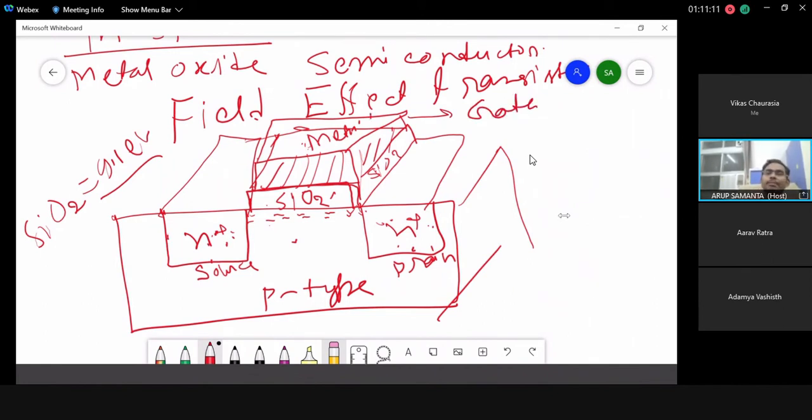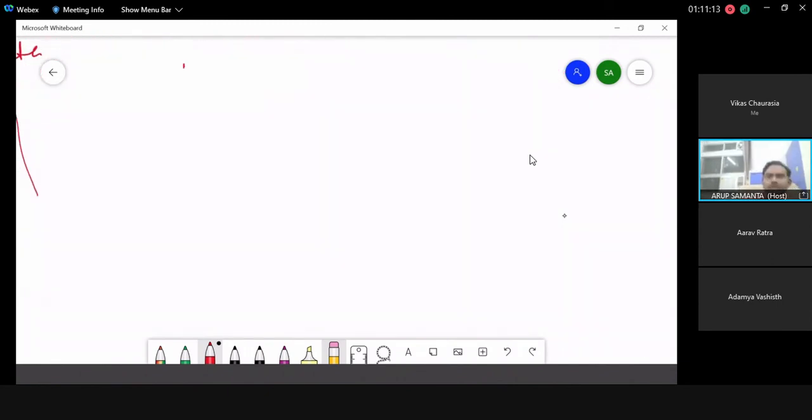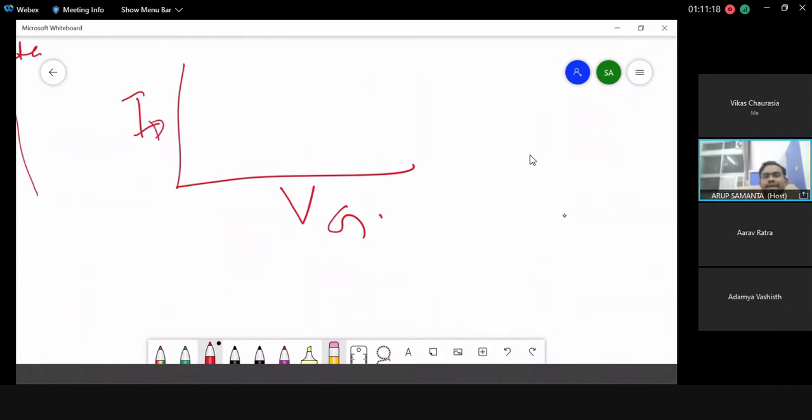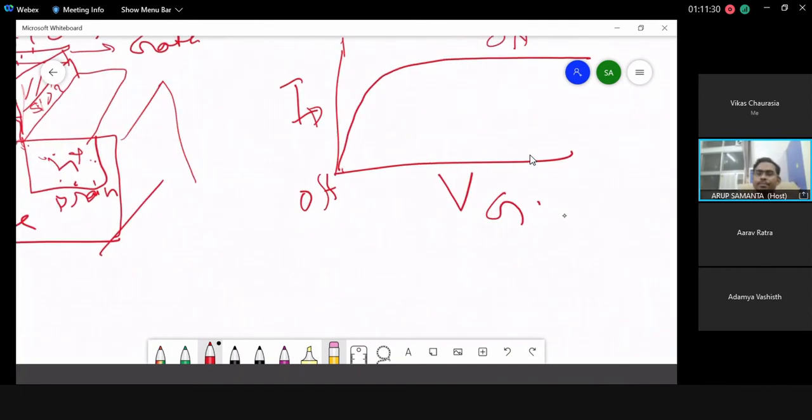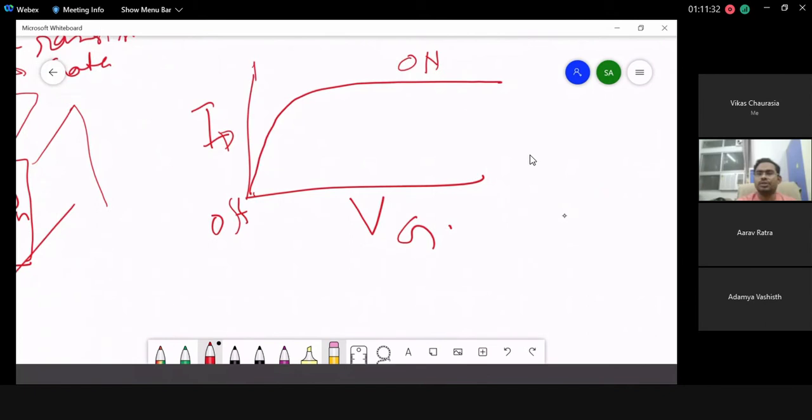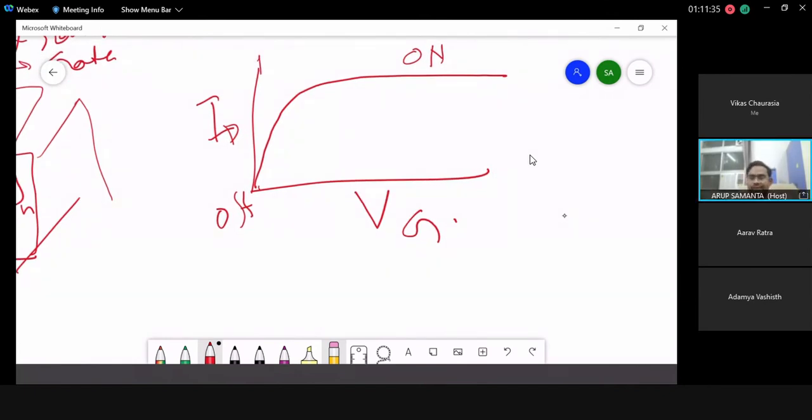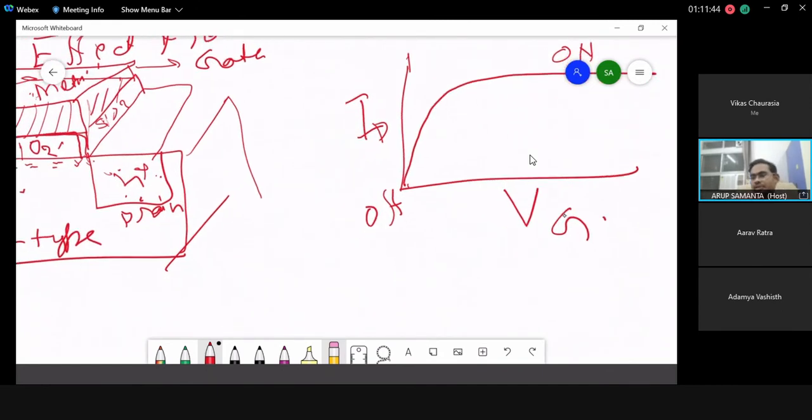So if you apply the bias, you can get the characteristics of the gate bias VG and the drain current. You can see similar types of characteristics, 0 and high current. This is on state, this is off state. And this is a very important device. It is also a transistor, but it consumes less voltage and less current, so it will produce less heat. So this is one type of transistor you can make.